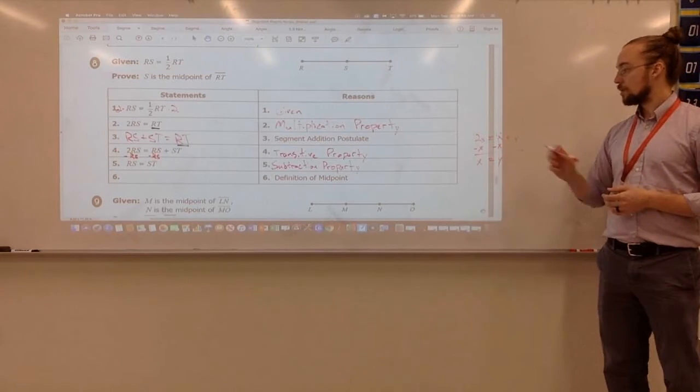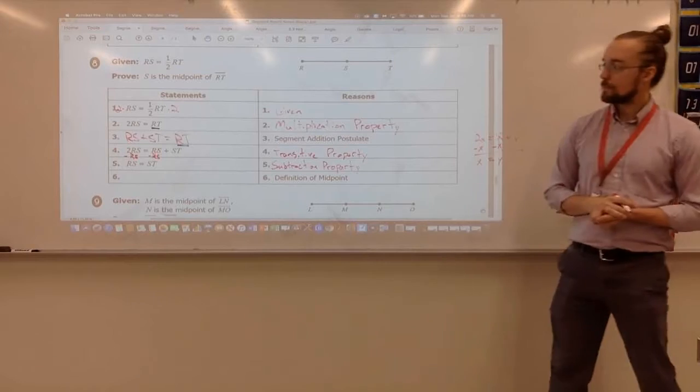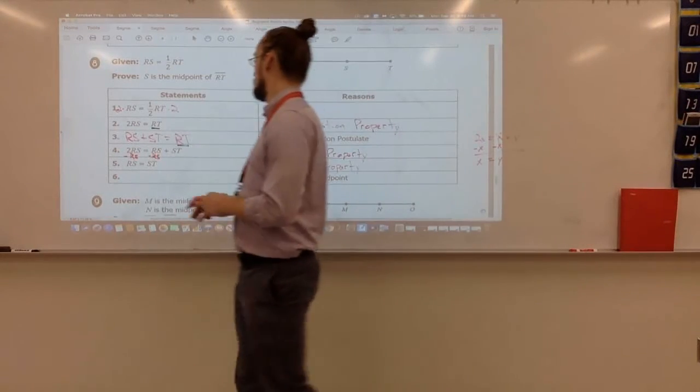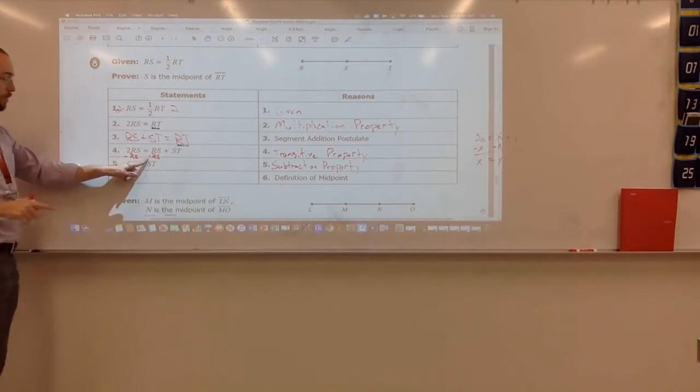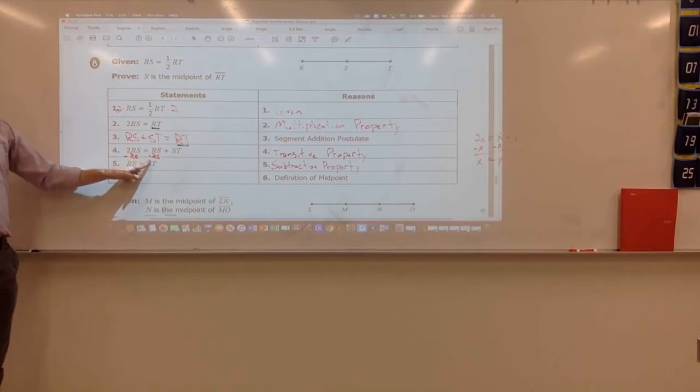But there's not a matrix on that. On which one? On the RS. Yeah, there is. Yeah, we're subtracting it from both sides.